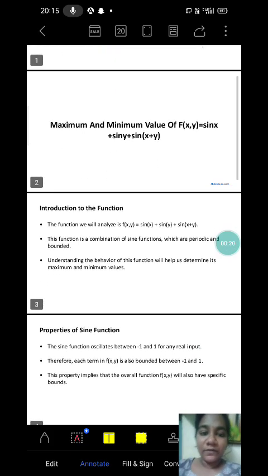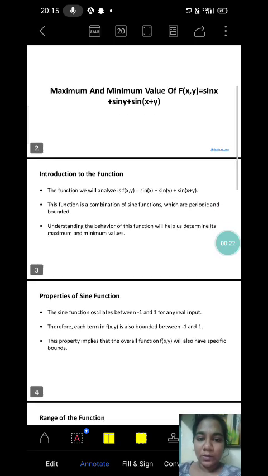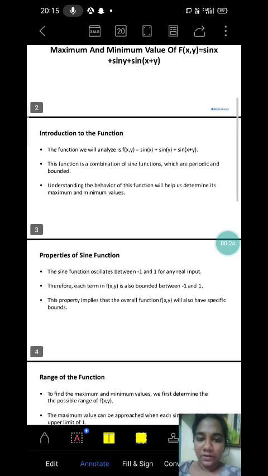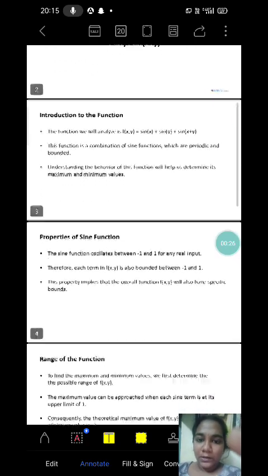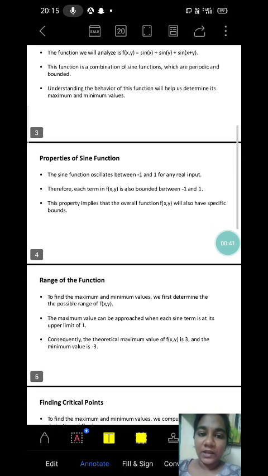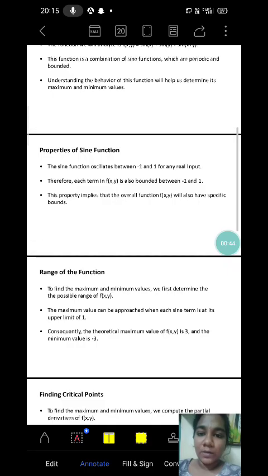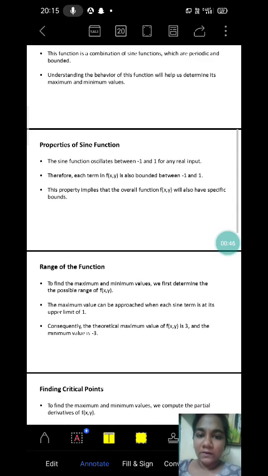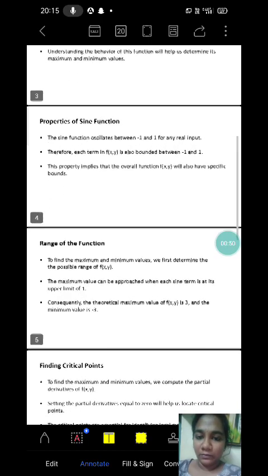Maximum and minimum value of f of x comma y equals sin x plus sin y plus sin of x plus y. Introduction to the function. The function we will analyze is f of x comma y equals sin of x plus sin of y plus sin of x plus y. The function is a combination of sine functions which are periodic and bounded. Understanding the behavior of this function will help us to determine its maximum and minimum values.